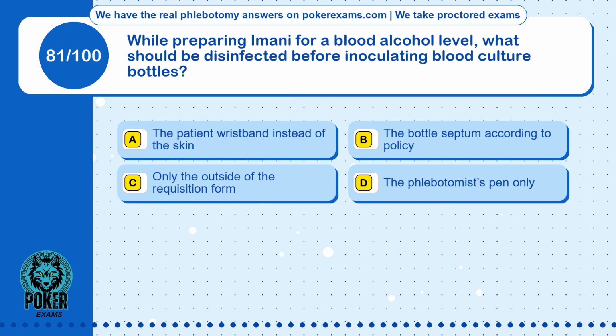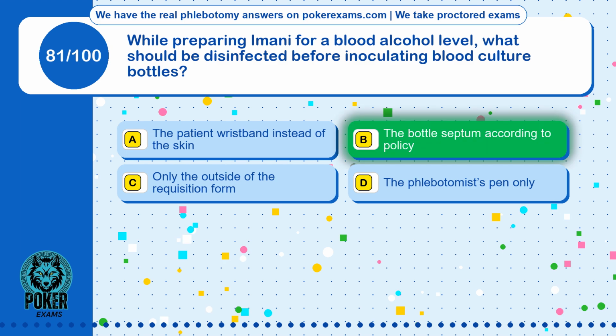Question 81. While preparing Imani for a blood alcohol level, what should be disinfected before inoculating blood culture bottles? Option A. The patient wristband instead of the skin. Option B. The bottle septum according to policy. Option C. Only the outside of the requisition form. Option D. The phlebotomist's pen only.